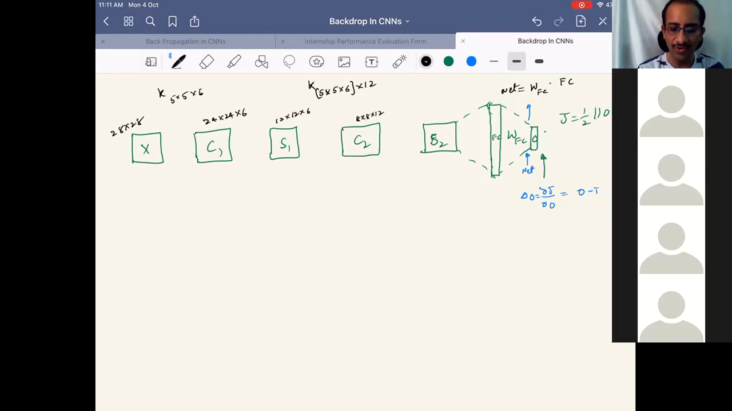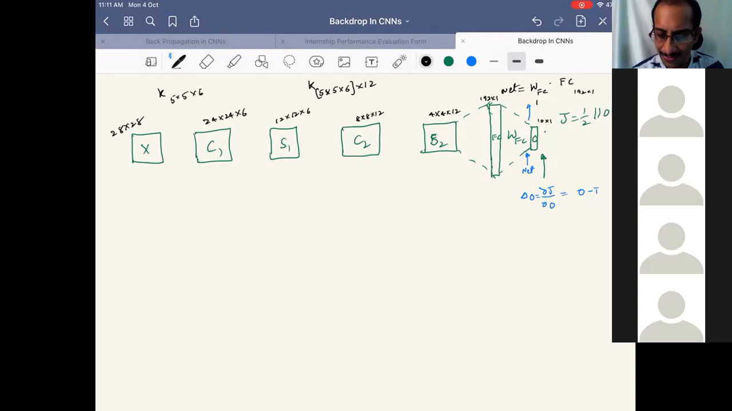Okay, and then the feature maps in S2 will be 4 cross 4 cross 12. And the dimension of this will be 192 cross 1. Okay, and this is anyway 10 cross 1. And hence the dimension of this is 192 cross 1. And then the dimension of WFC will be how much?